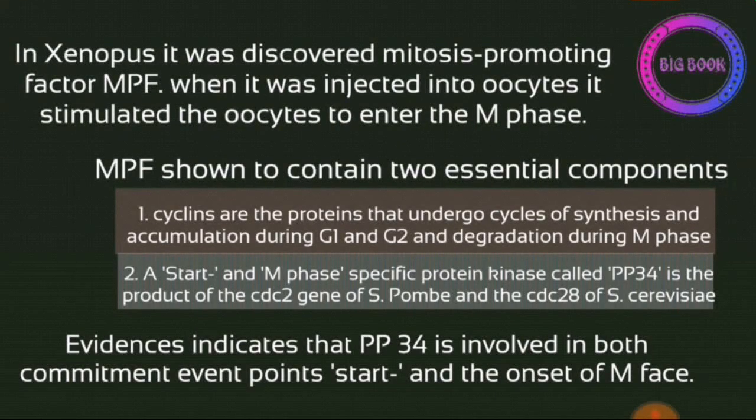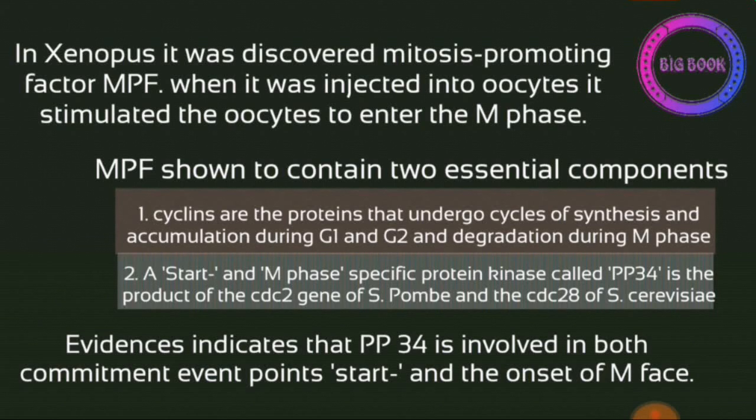In Xenopus, mitosis promoting factor was discovered, that is the MPF. When it was injected into oocytes, it stimulated the oocyte to enter the M phase. So here, MPF was shown to contain two essential components. Cyclins are the proteins that undergo cycles of synthesis and accumulation during G1 and G2 phase and degradation during M phase.